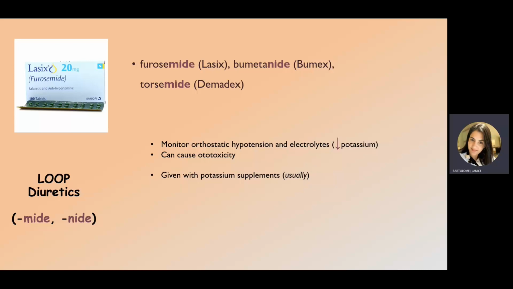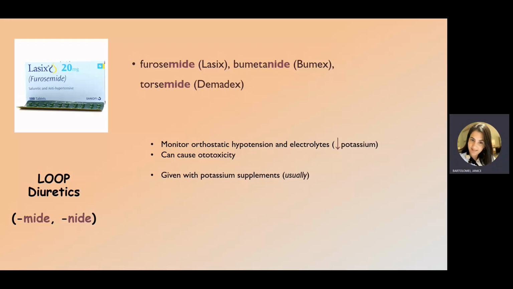Now, as I mentioned, you want to monitor electrolytes because they do lose potassium. So if let's say you have a client with a potassium of 2.2, that's low potassium, you want to hold this medication. Most often, you see patients on loop diuretics and thiazide diuretics. You see them on a potassium supplement. So they basically give you potassium PO as well as your diuretic PO.